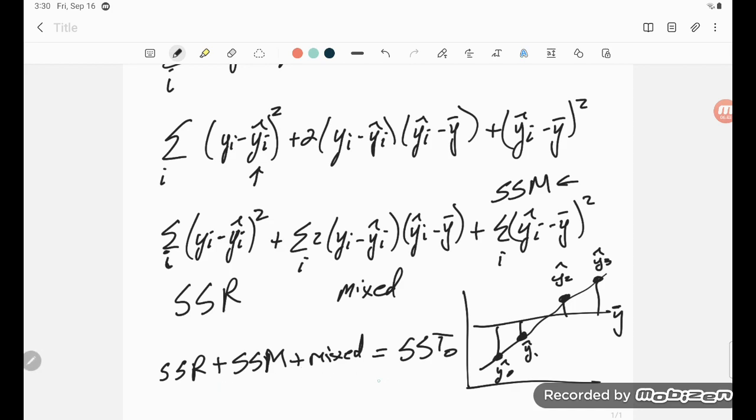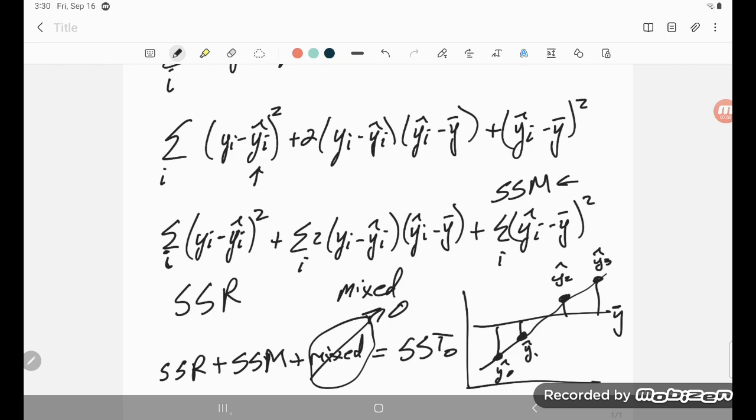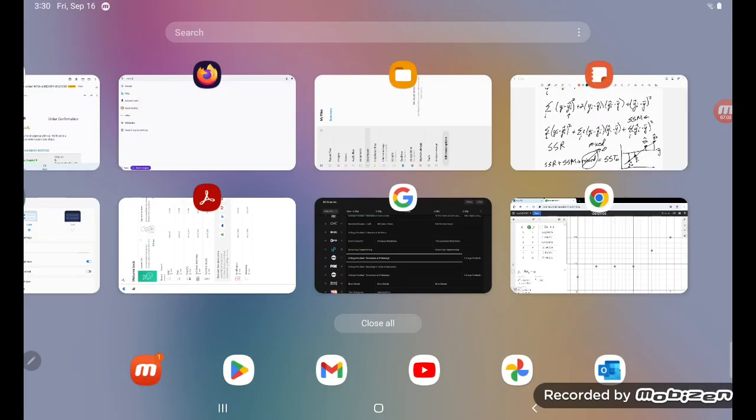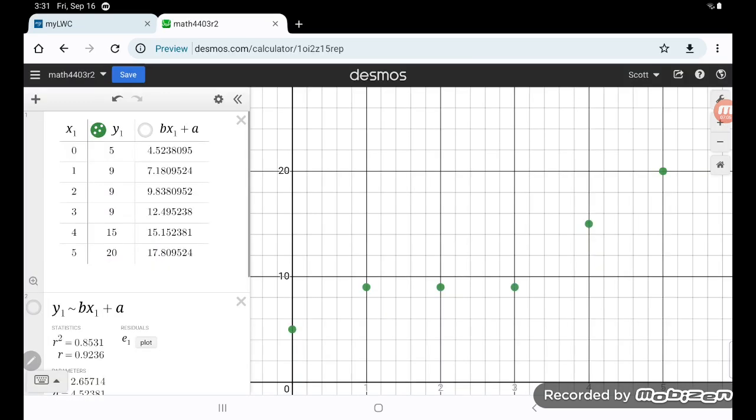Okay, so now let's look at this mixed term. Well, what I'm going to do is just claim it's 0 and then show with an example right here that at least in this example it's 0.